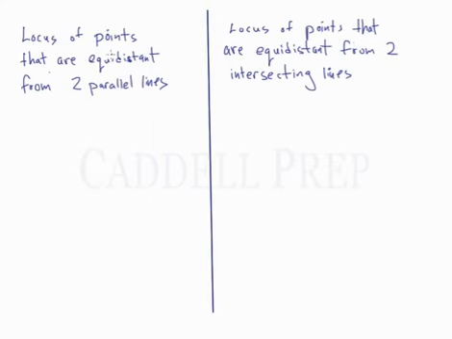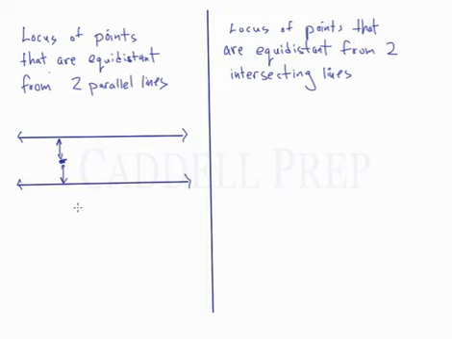Now let's look at the locus of points that are equidistant from 2 parallel lines. So let's say we have 2 parallel lines, and we want to find the points that are equidistant from these 2 parallel lines. So in order to be the same distance from both of them, we should find a point that's in the middle. Like right here, this distance and this distance would be the same. That's not the only spot, it's also equidistant here.